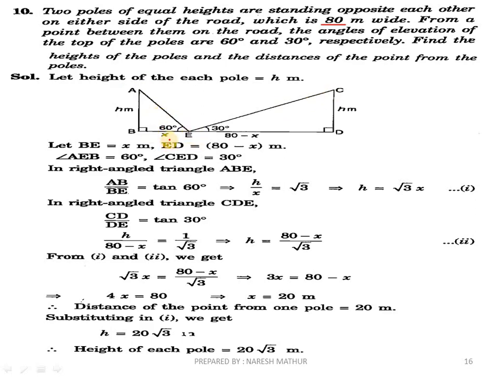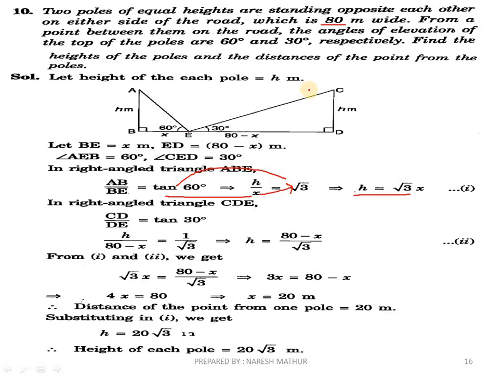Now let's say BE is x, then DE would be 80 minus x, because the sum of both distances is equal to 80 meters. Now in triangle ABE, we have again the combination of perpendicular and base. We can take tan 60 equals perpendicular upon base, that is h upon x. Tan 60 equals root 3, so we can write h equals x into root 3, which is our first equation.